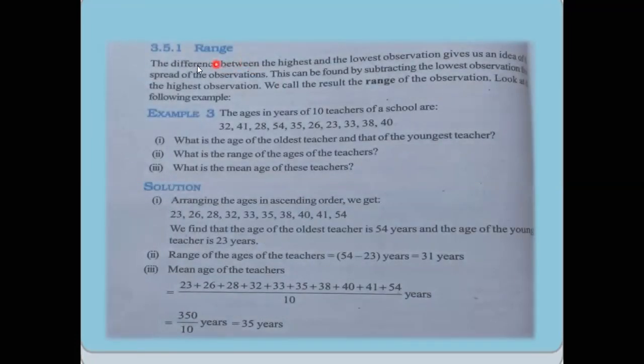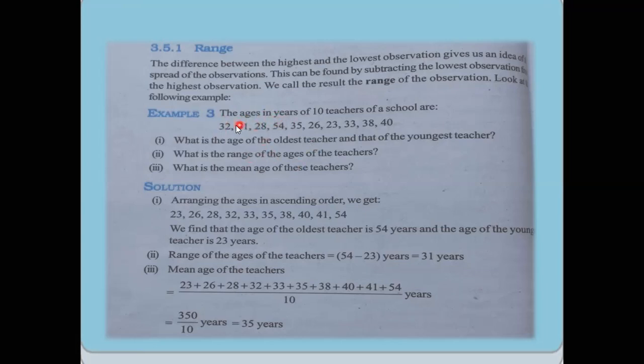Let us see the example for range. The difference between the highest and the lowest observation gives us an idea of the spread of the observations. So for range, you have to find the difference between the highest and lowest. This can be found by subtracting the lowest observation from the highest observation. We call the result the range of the observations. So look at the following example: highest minus lowest.